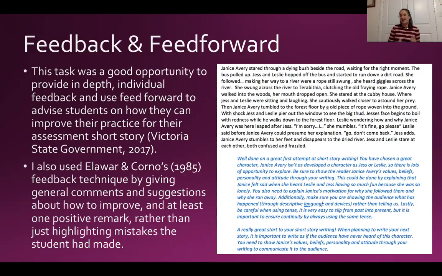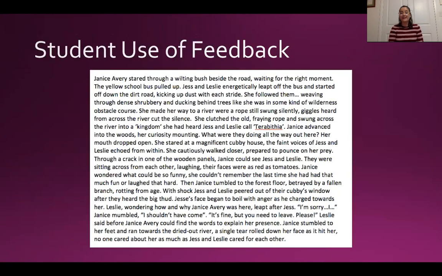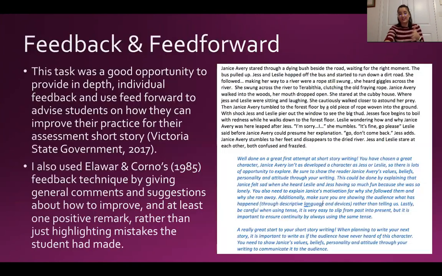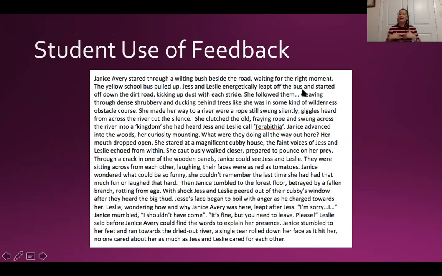So rather than just highlighting the negatives, you're giving them that whole paragraph. As you can see, the blue is what I've written. And so they have to use that to further improve their practice. And this is just an example of student 13's work, that was her first paragraph that she wrote, and then how she used my feedback to edit and finalize her paragraph.